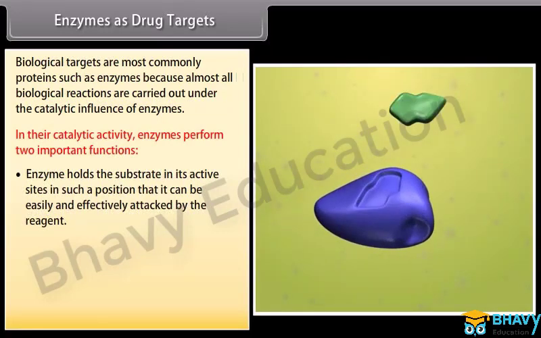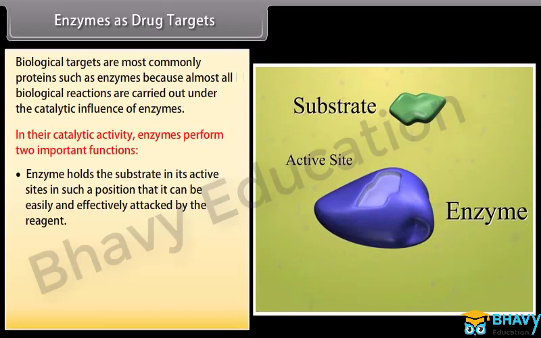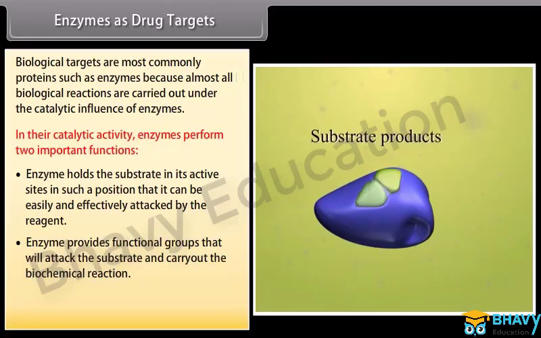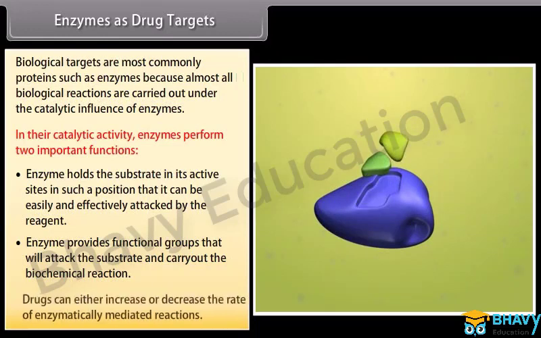Enzymes hold the substrate in its active site in such a position that it can be easily and effectively attacked by the reagent. Enzymes also provide functional groups that will attack the substrate and carry out the biochemical reaction. Drugs can either increase or decrease the rate of enzymatically mediated reactions.